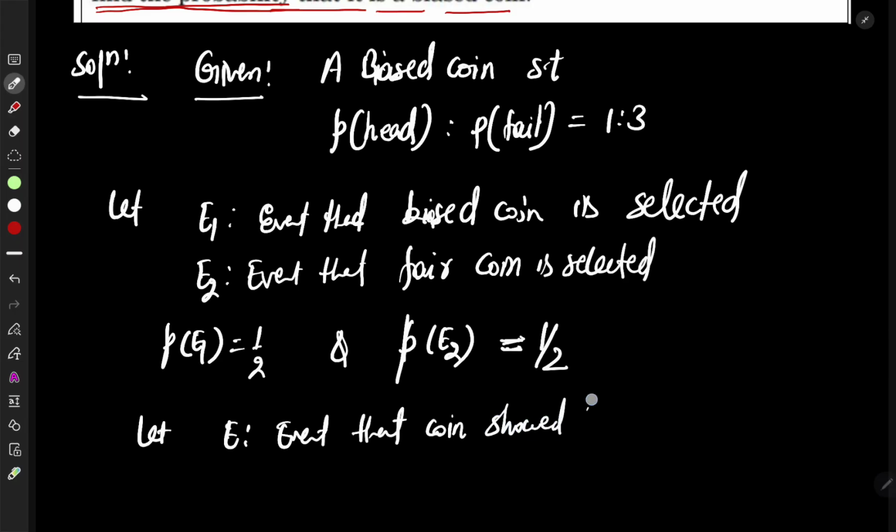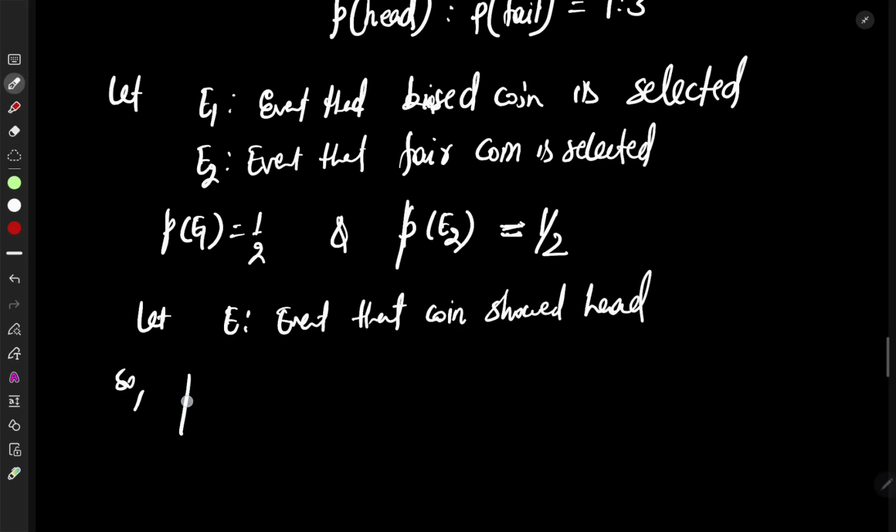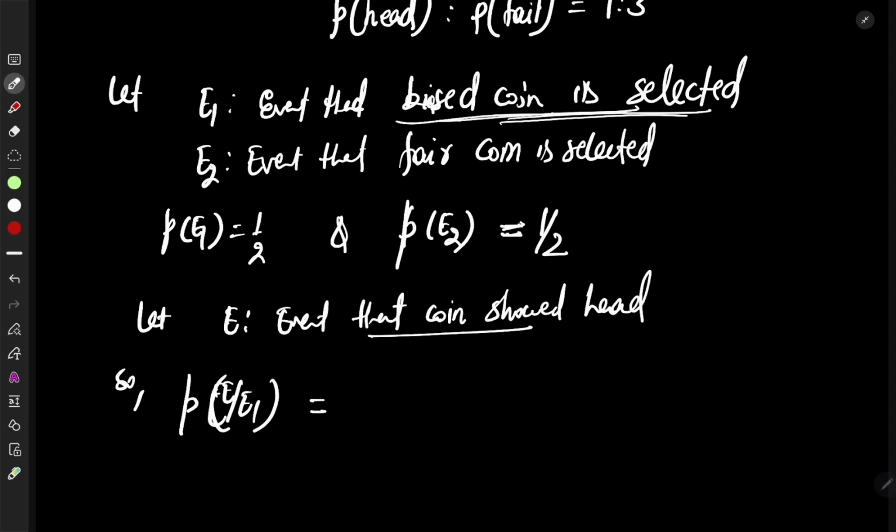Selected coin showed head. Okay, so probability of E already through E1. What does it mean? You are tossing the biased coin. Then what is the probability that it will show head? Probability of E means that it should show head, correct or not?